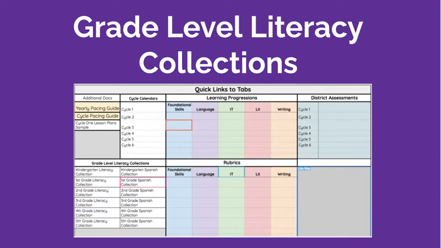Those calendars will be collected within this one home page. We've also created a Cycle 1 lesson plan sample, and you'll be able to access that there. You'll have access to all the other grade level literacy collections, right on the same home page. And then the quick links to tabs: there'll be a link to all of the individual learning progressions, as well as all of the individual rubrics that will apply to you in your school year. And then finally, in the top right hand corner, the district assessments will be linked in there, whatever we'll be using for each cycle, each unit.